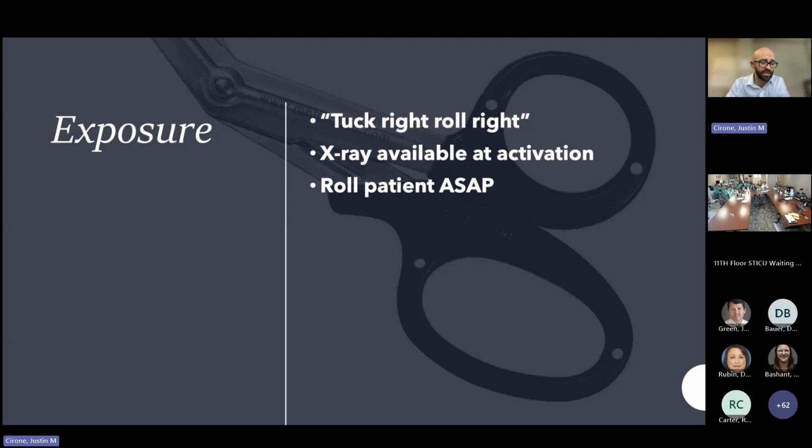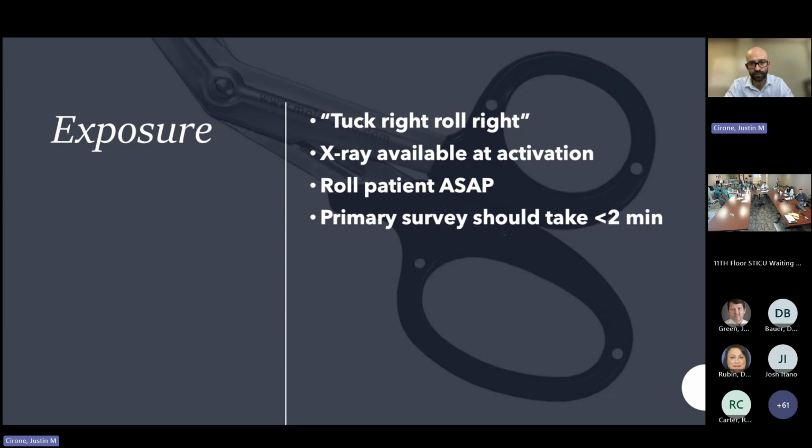You want to roll the patient as fast as possible. On numerous occasions, I have seen the roll get delayed for labs or for doing a neuro exam, which is important, but it should be an expedited neuro exam on primary. And on their back, they've got this giant laceration that's been bleeding the whole time. You want to actually see them quickly as part of the primary survey and get that part done so you can eliminate any exsanguination. Primary survey should take less than 2 minutes.